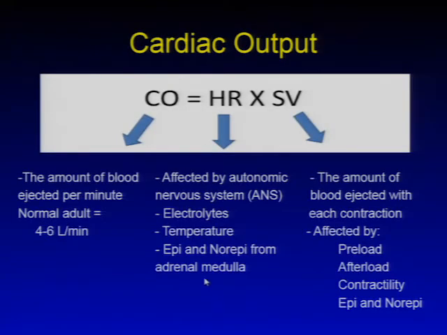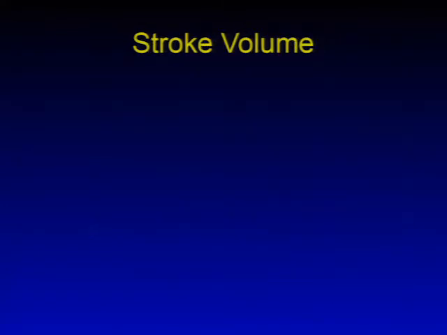So there's multiple things that contribute to changes in cardiac output. A normal adult at rest has a cardiac output of 4 to 6 liters per minute. Heart rate is affected by the autonomic nervous system, electrolytes, temperature, and intrinsic hormones secreted by the adrenal medulla. Stroke volume represents the amount of blood ejected with each contraction, and as I noted, it's affected by preload, afterload, contractility, as well as circulating neurohormones.